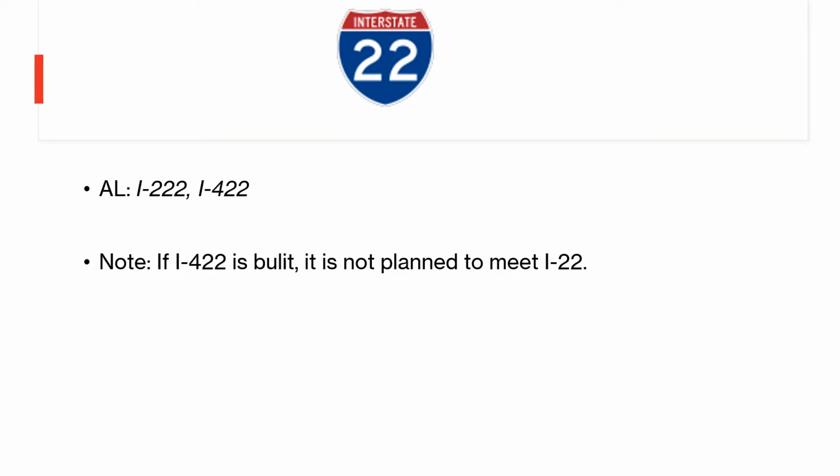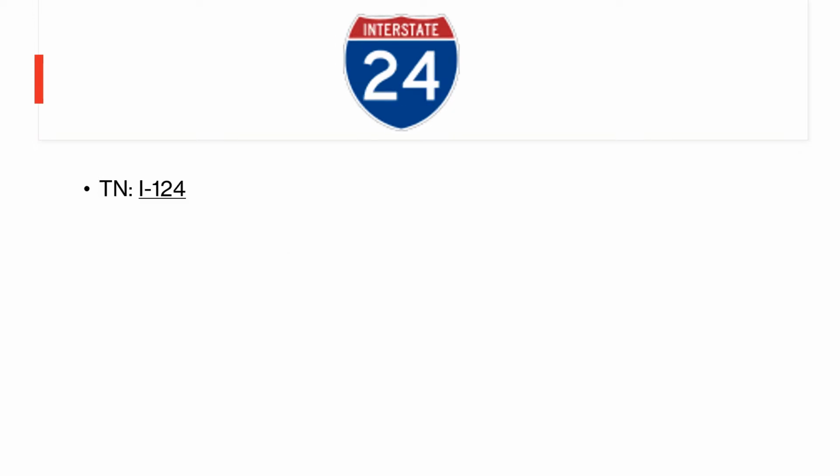I-22. Now these two are futures, and in Alabama, that's 222 and 422. And the note on here I have is if I-422 is built, it is not planned to meet I-22, which is weird. Well, there are some weird ones. And then I-24, you only have one, and it's unsigned through Chattanooga, and that's I-124.